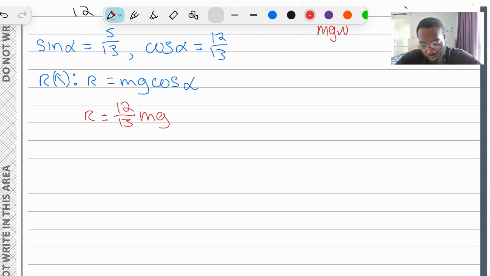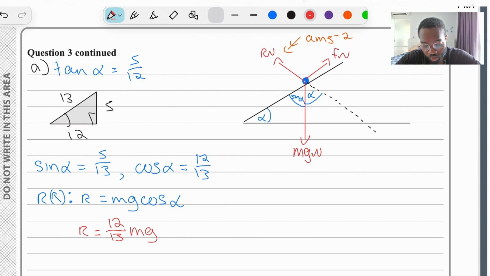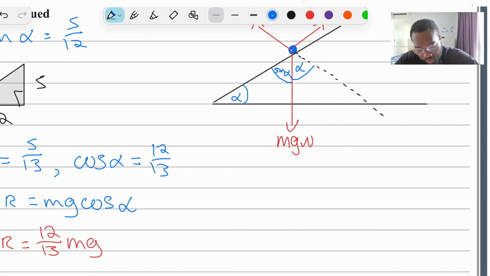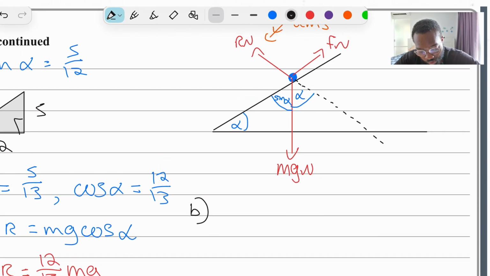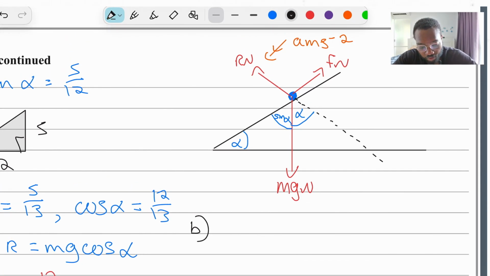Okay, so we need to find an expression for the acceleration. So we know acceleration is going down the plane. If we're sliding down the plane, then if we resolve forces in that direction, the only force we have in that direction is the mg. So it'll be mg sine alpha, minus the friction. Friction's already in that same direction, and that would equal ma. So we've got mg sine alpha minus F is equal to ma.